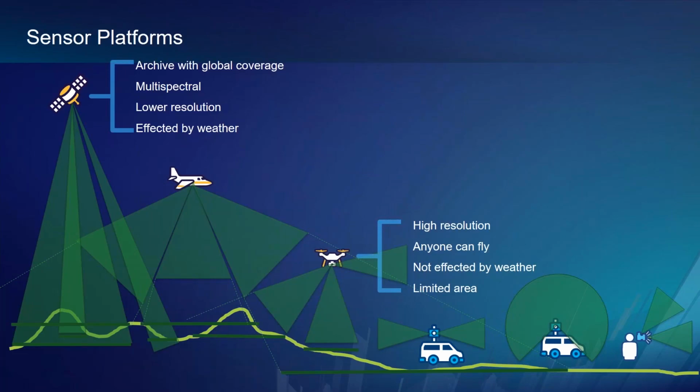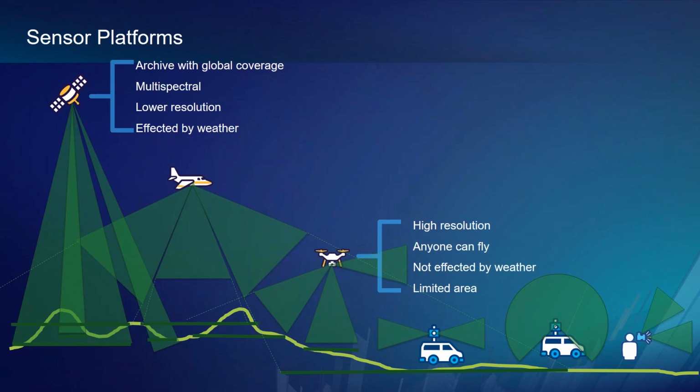However, there are some disadvantages to satellite imagery. One is that they're lower resolution than some of the other sensor types that we see here. That said, we still have some pretty high resolution satellite imagery out there, which we'll showcase a bit later. Another negative is that they're affected by weather.